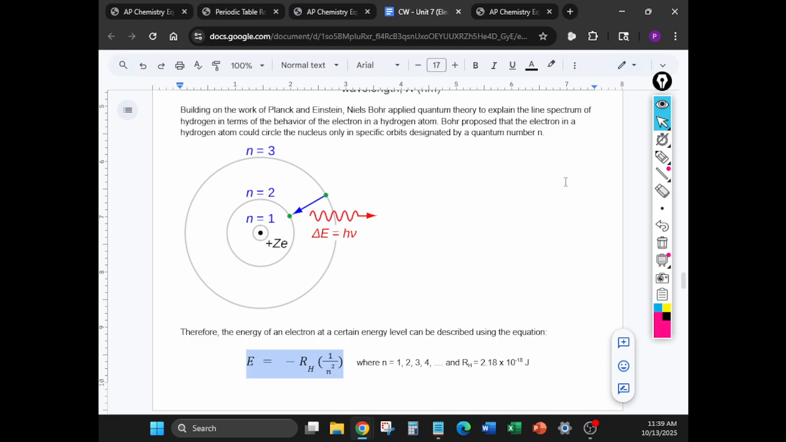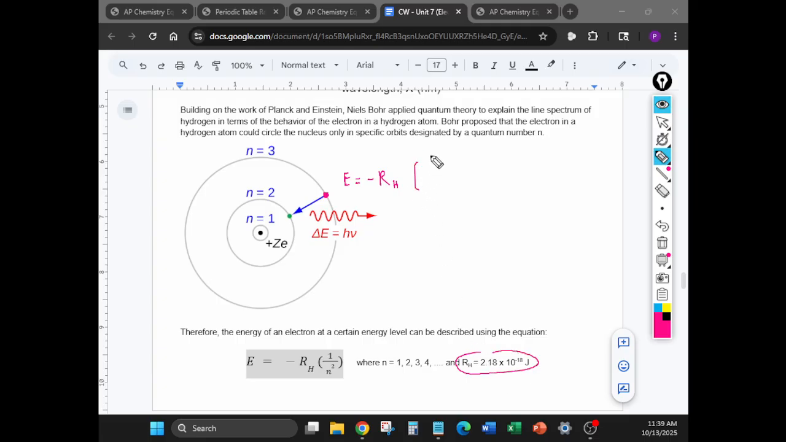I just wanted to let you know that this is an equation that we can use to figure out how much energy an electron has at a specific energy level. So for example, let's say that we're looking at an electron at energy level 3, third shell. The energy that this electron would have is equal to negative RH, and this is a constant, and then you do 1 over n squared. N is the value of the energy level. So on the third level, you do 3 squared. You calculate this out. That tells you how much energy is at this specific energy level.